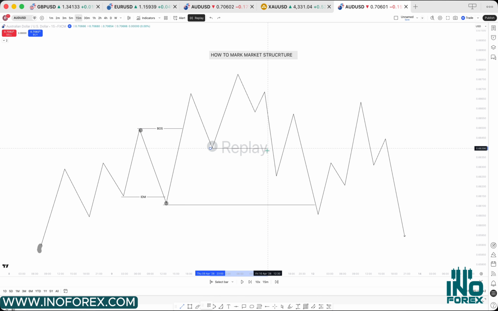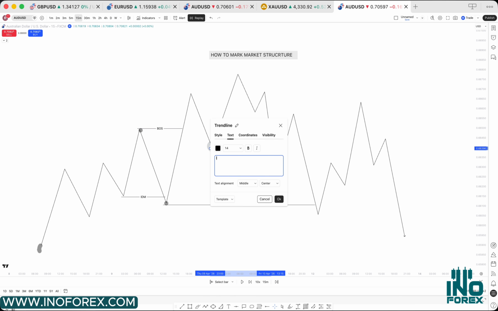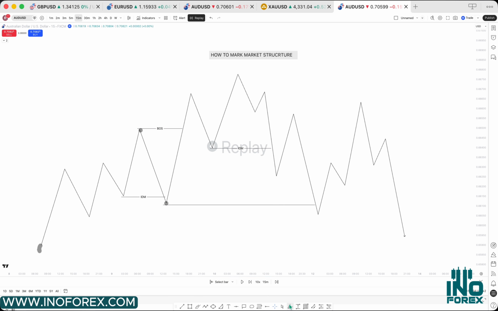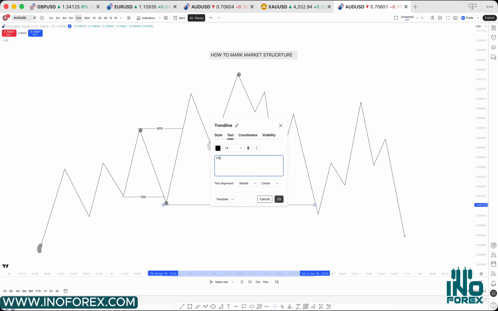So this is our inducement. After market takes inducement, we mark a higher high. This is a higher high. Here market breaks this low. So this is change of character.